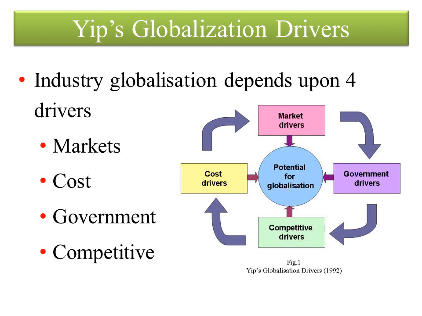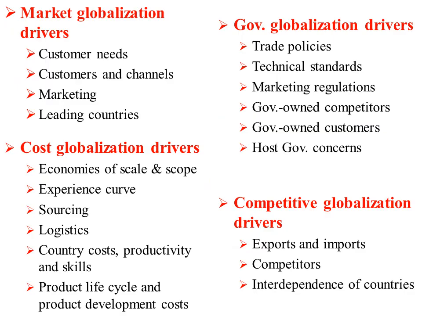I think perhaps a much more useful model of globalisation is Yip's globalisation drivers, and any good textbook on theories of globalisation will have Yip's theory in. It's in many of the corporate strategy textbooks, and Yip basically says the main influence on globalisation are markets, cost, government and competitive drivers. And we'll consider on the next slide what these drivers are.